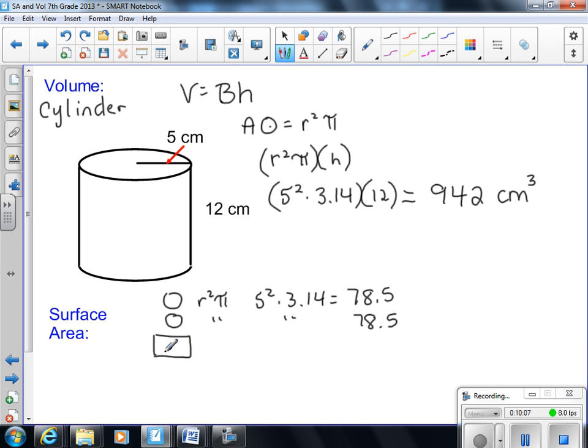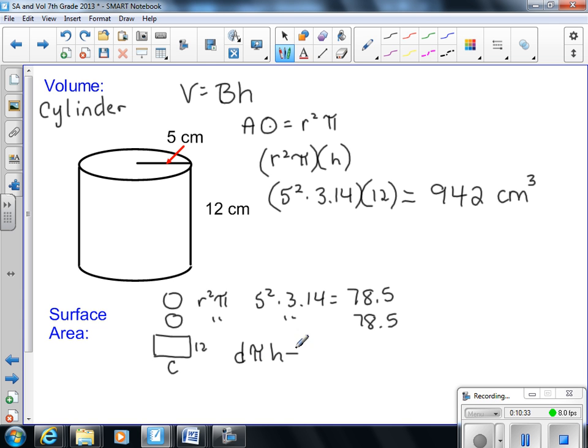But here's the tricky part. What is this rectangular part? Well, the height is 12, but what's this distance going across? It's the circumference. Very good. It's the circumference of a circle. So how do you find the circumference? Diameter times pi, and then we take that times your height.